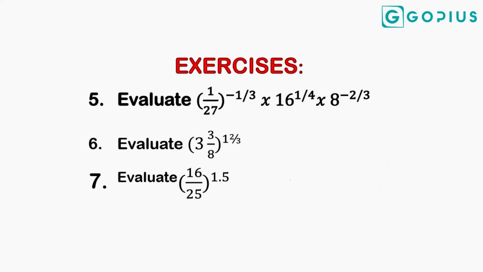Now we have 2 more questions left. So number 6, we have to evaluate 3 whole number 3 over 8, a mixed number, raised to the power of 1 whole number 2 over 3. Both are mixed numbers: the number itself is a mixed number, and the power is also a mixed number. We have to evaluate that using the laws of indices that we have discussed in this particular session. So we have 3 whole number 3 over 8 raised to the power 1 whole number 2 over 3.